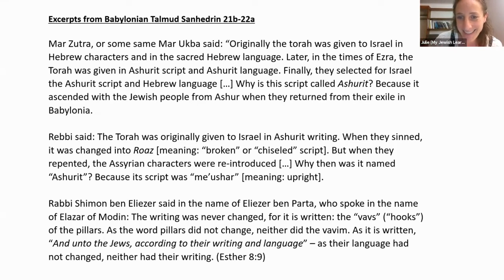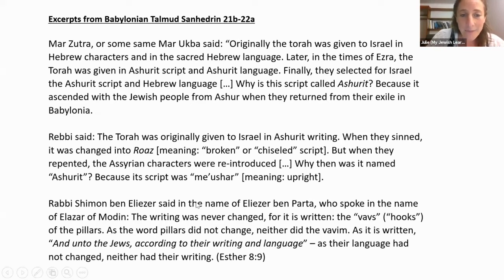So how does he explain that it's called ashurit? Because from Ashur in Babylonia, he says, why was it named ashurit? Because its script was meushar, meaning upright. He says, no, Ashur has nothing to do with it. It's just because the letters, the script is square and upright, and that's why it's called ashurit.